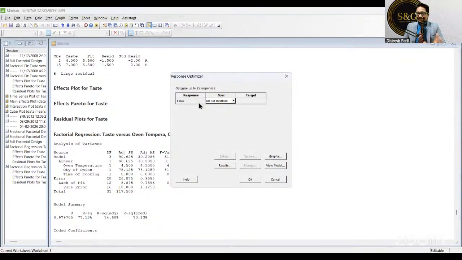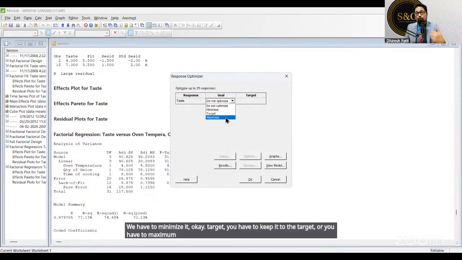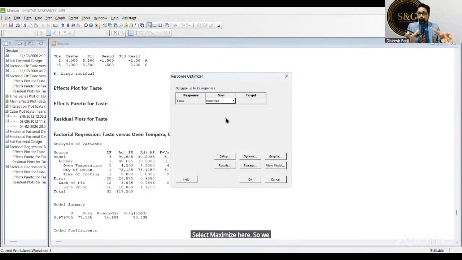Now the response is test. For the goal, there is a drop down menu here. It is giving us 4 options. Do not optimize, sometimes you have to maintain it. Minimize, for example waste: if the output is waste, we have to minimize it. Target, you have to keep it to the target. Or maximize. Now the test we have to maximize, so select maximize here. So we are giving the input to the software to arrange the permutation combination to maximize it. And we click on OK.